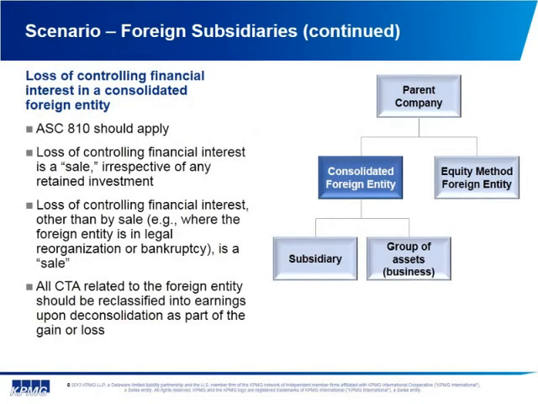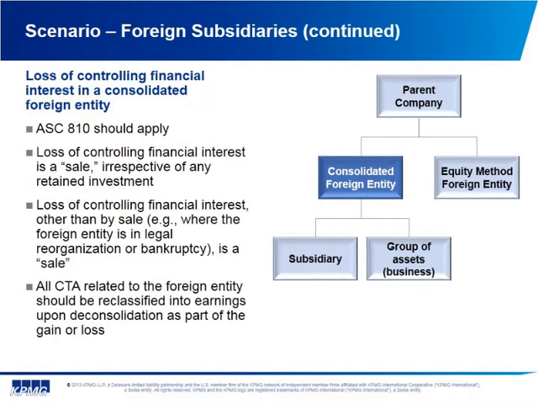Now let's take a look at a transaction at the foreign entity level. In this example, the parent sells 80% of the consolidated foreign entity, representing a loss of control. For transactions at the foreign entity level, the task force concluded that ASC Topic 810 should apply, and thus the parent company would deconsolidate the foreign entity upon loss of control and financial interest, and all CTA related to that foreign entity would be reclassified into earnings.